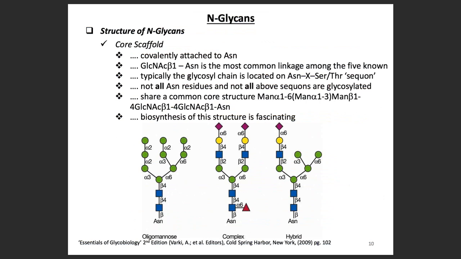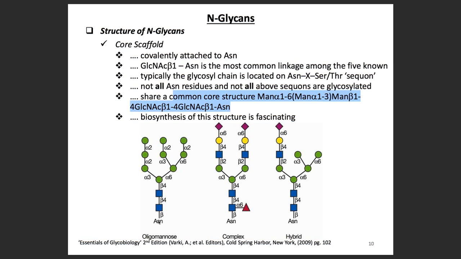This is a sequon that I was mentioning earlier in answering Sam's question, right? So you had an asparagine-X-serine/threonine sequon. But once again, it's not that all of these asparagines would be modified, okay? And then typically they're going to share a common core structure. This is primarily coming from biosynthesis, which I have on the next slide, okay?